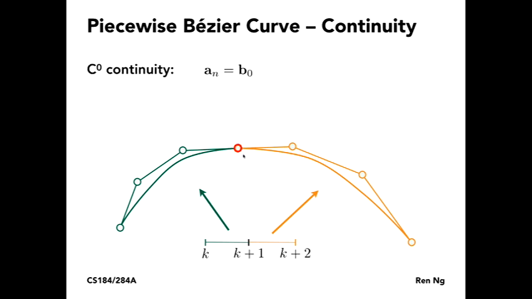Okay, so if you have A of n, the last control point for this A curve, and B0, the first control point for the next one being the same, then they're connected, great. But you might have a corner. Maybe that's what you want. Let's say you want it to be smooth.